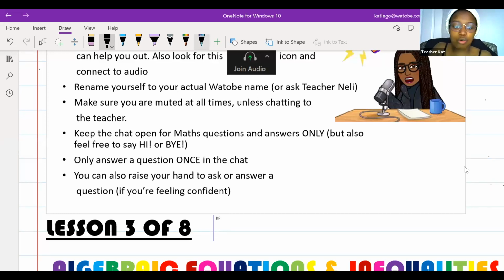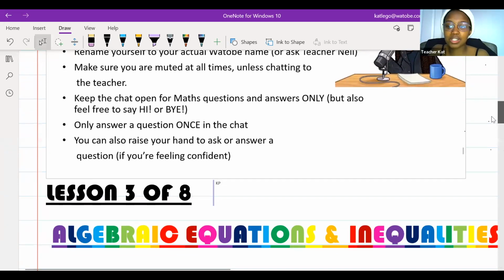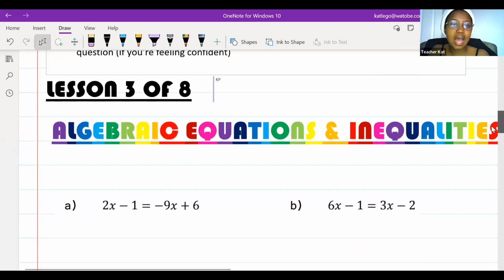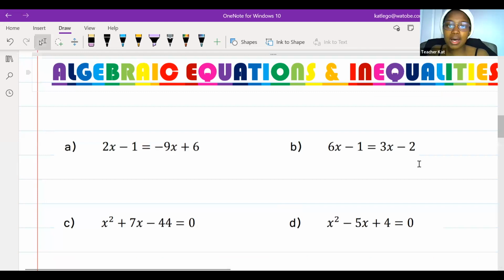So today I'm going to start off with algebraic equations and inequalities, just for the first few minutes of the lesson. So let's hear, what do you remember about solving algebraic equations and inequalities?